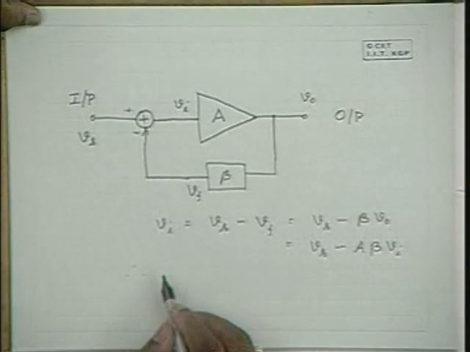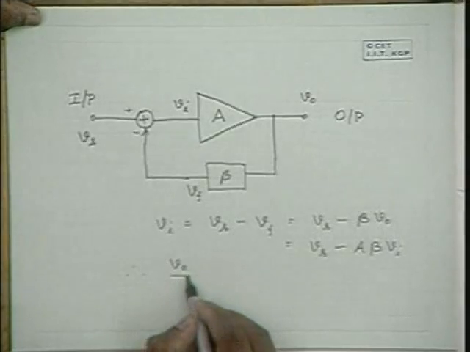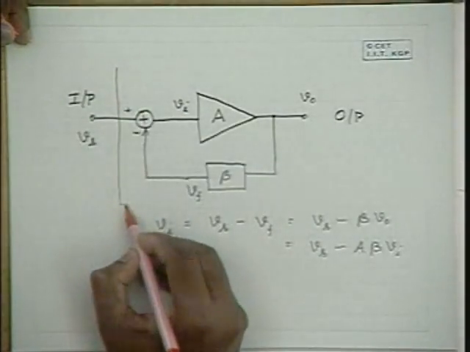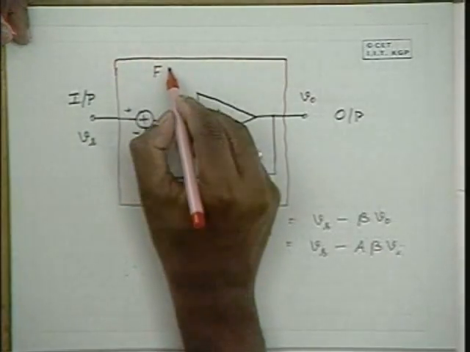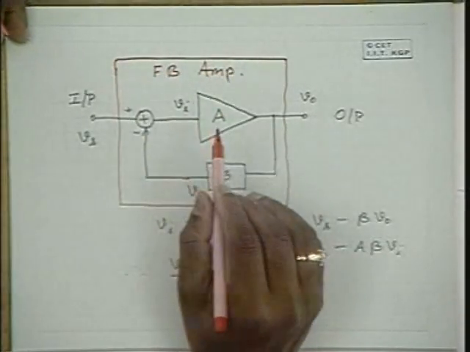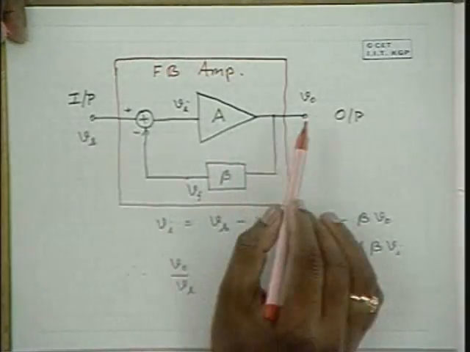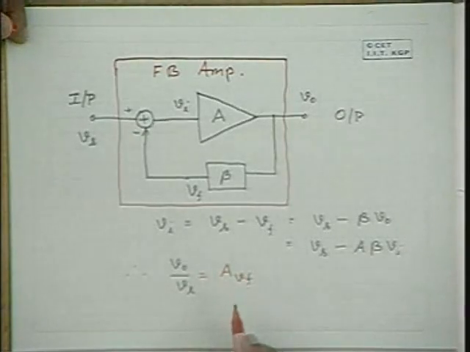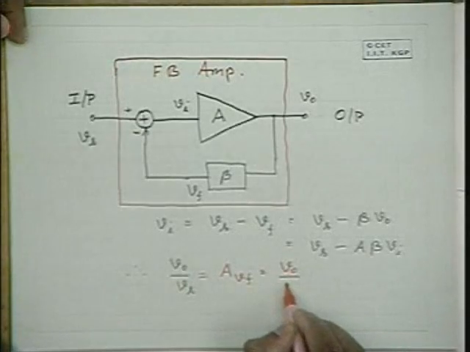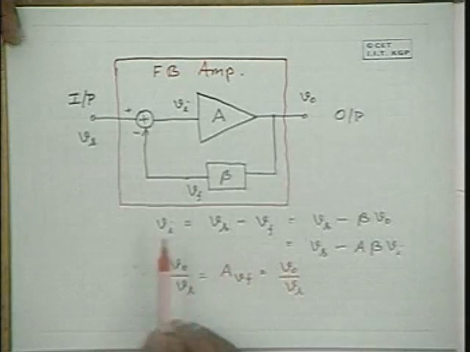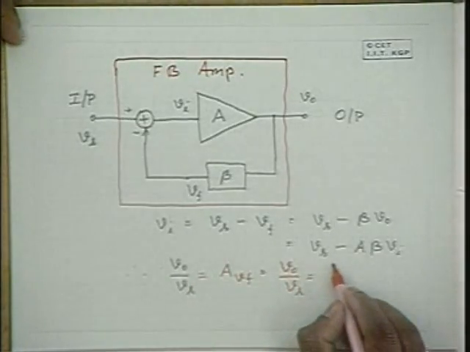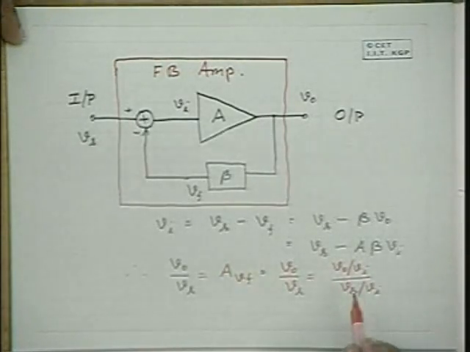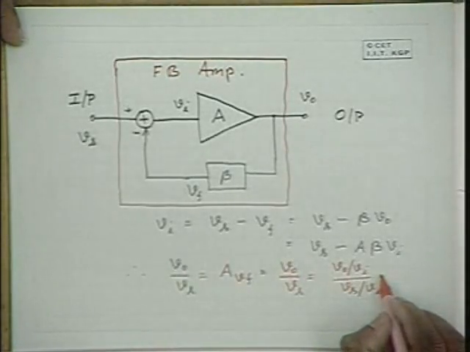Therefore the ratio between V0 and Vs, that is the overall gain of the feedback amplifier, because this is the feedback amplifier now, and this is the amplifier without feedback. Now the gain of the feedback amplifier, that is the ratio between output and input, V0 by Vs, let me indicate as AVF. F indicates the feedback amplifier. So that is equal to V0 by Vs. And we have here the Vs to Vi ratio, and V0 by Vi ratio is A.